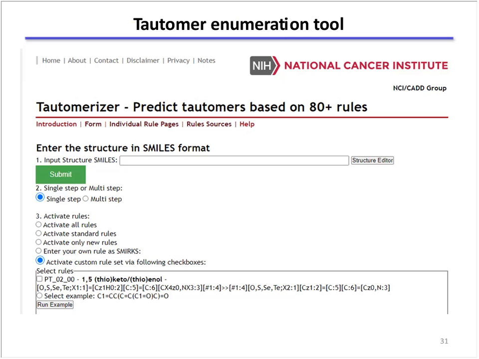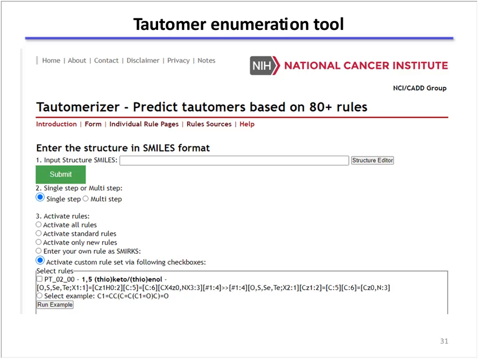Based on these rules, we have developed a tautomer enumeration tool, and it may be interesting for researchers, who can also embed the structure in different research. Here are some of the options. Using a single step, we apply the rules a single time. With multiple steps, we apply the rules again and again until no new tautomers are generated. There are some other customized options, which include all of the rules or new rules. And if you have some new examples, you can write your own rules straightforwardly to be able to generate them.